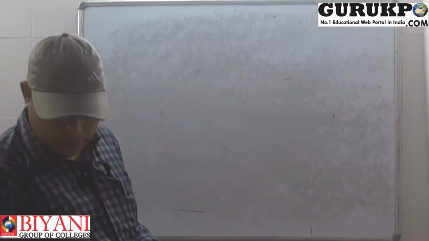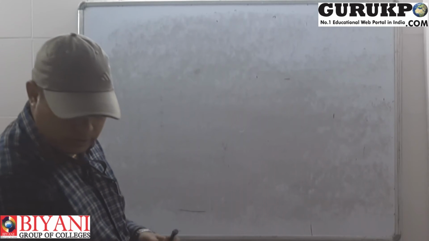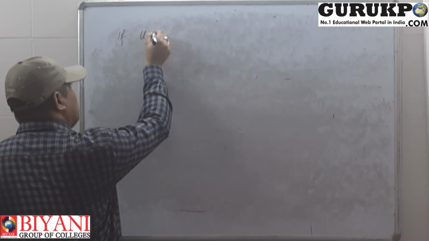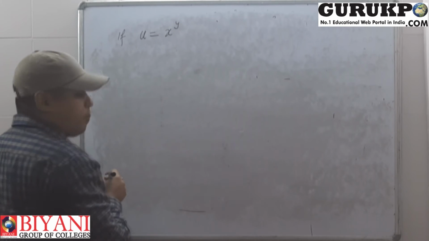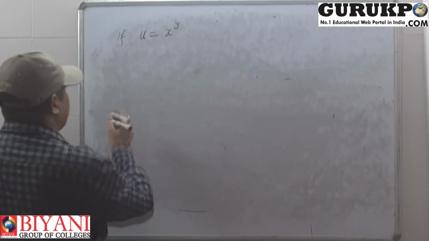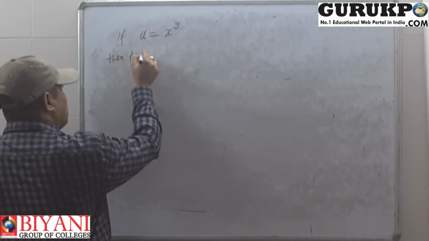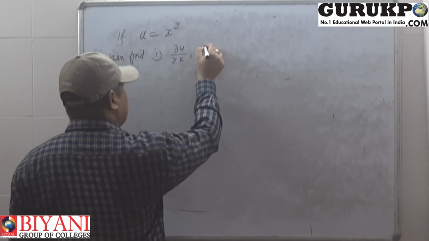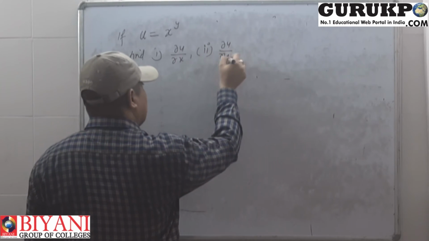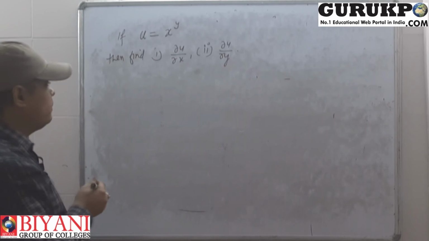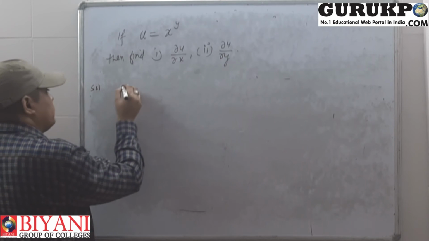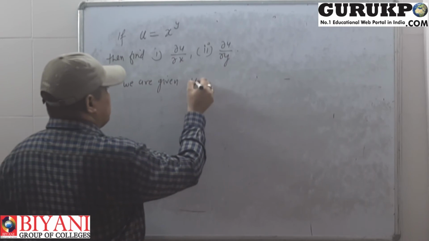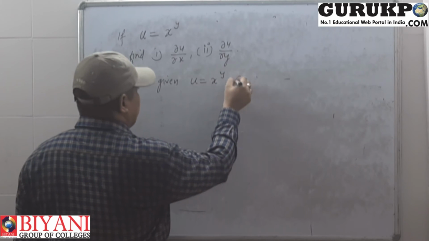So let us take: if u is a function of x to the power of y, then find number 1, del u by del x, and number 2, del u by del y. It's a very easy question. So for the solution, we are given u is a function of x to the power y.